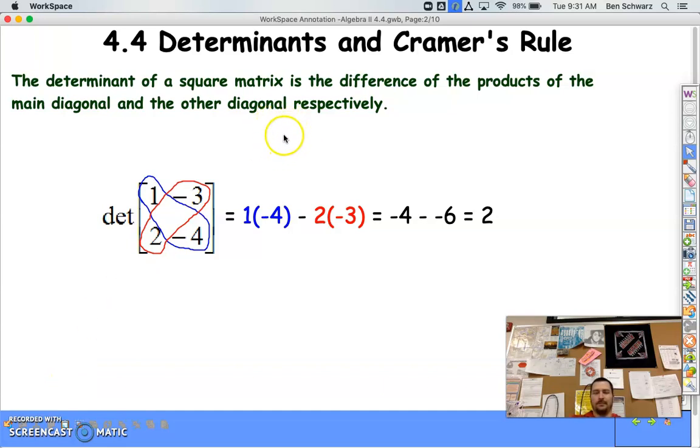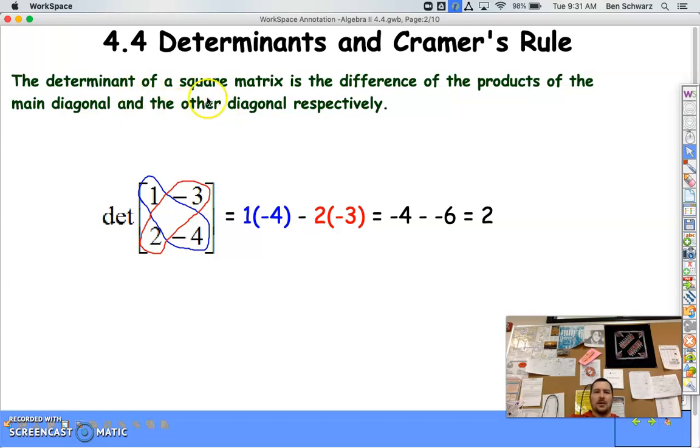All right. Welcome back to another exhilarating Algebra 2 lesson. We're skipping 4.3 just because it involves a lot of graphing by hand, and not all of you have graph paper. So we'll skip that one and move into 4.4, which is on matrix determinants, and then Cramer's rule, which we'll be using to solve some systems of equations. But let's start by talking about determinants.